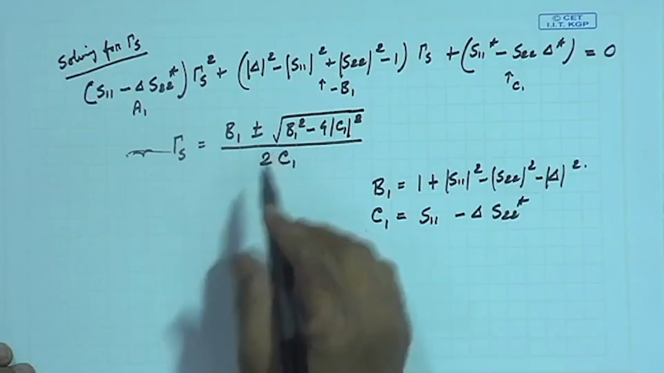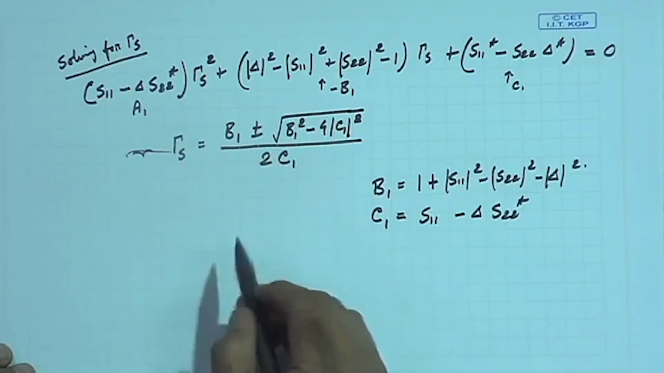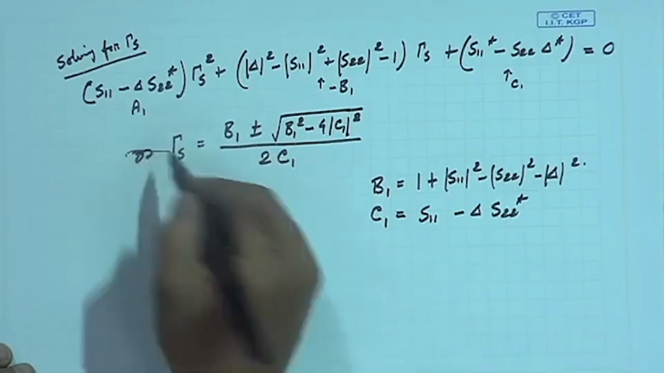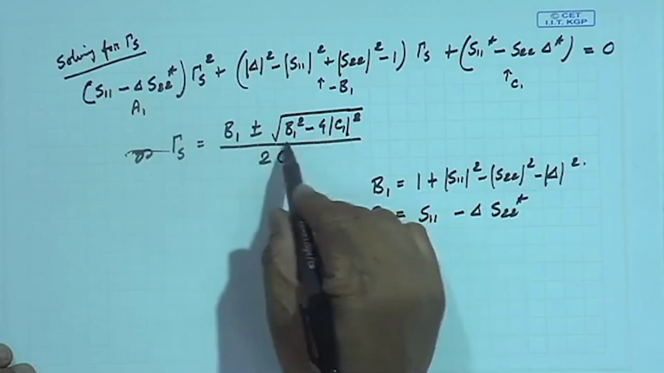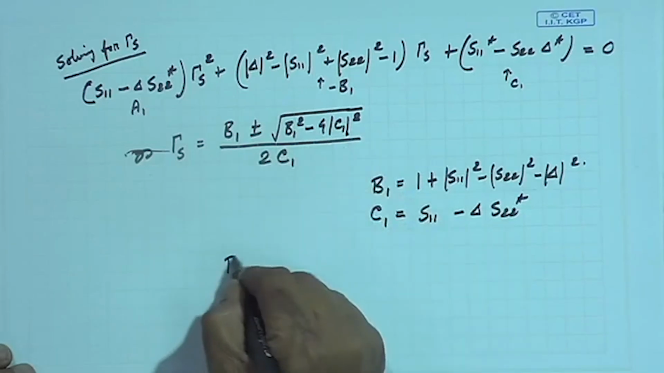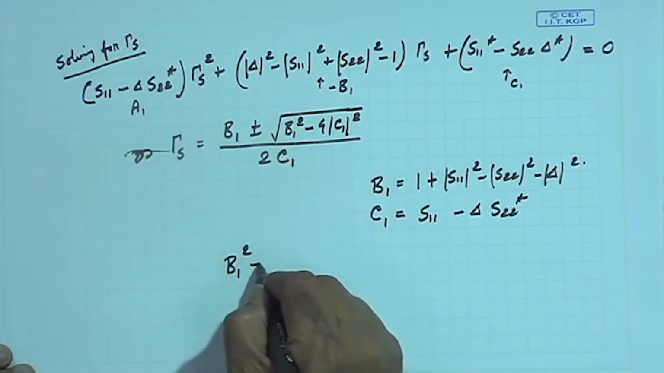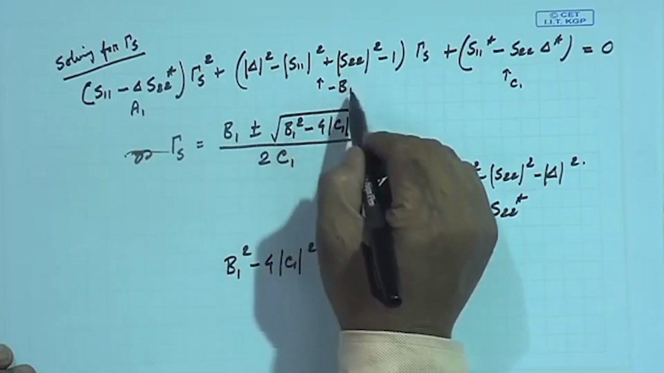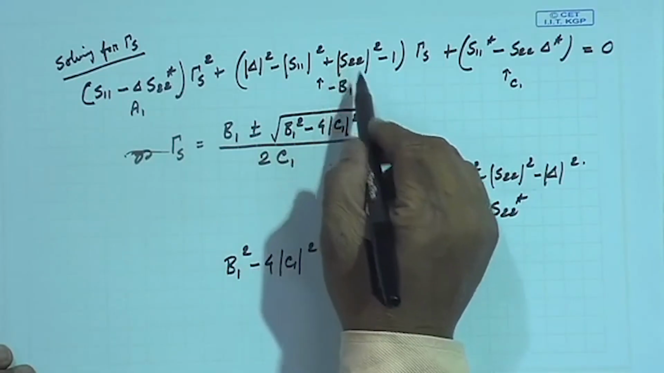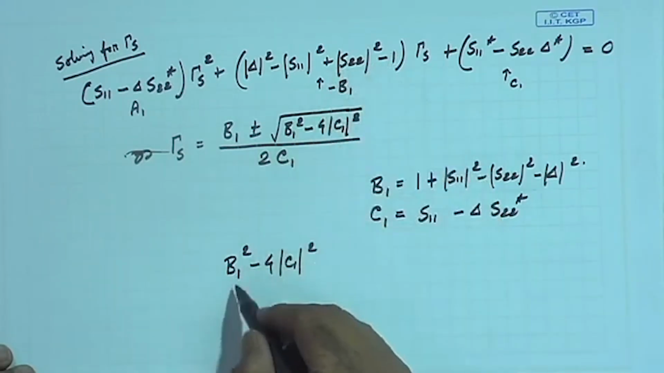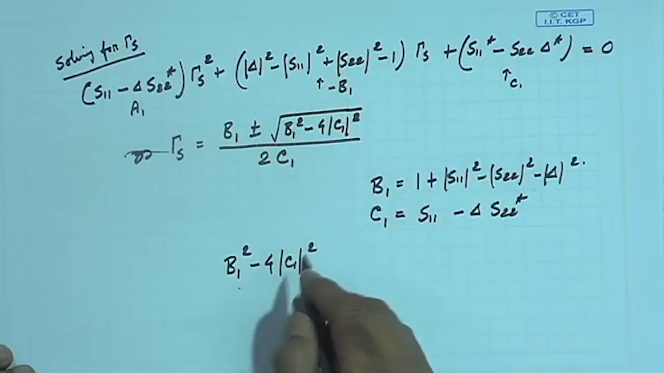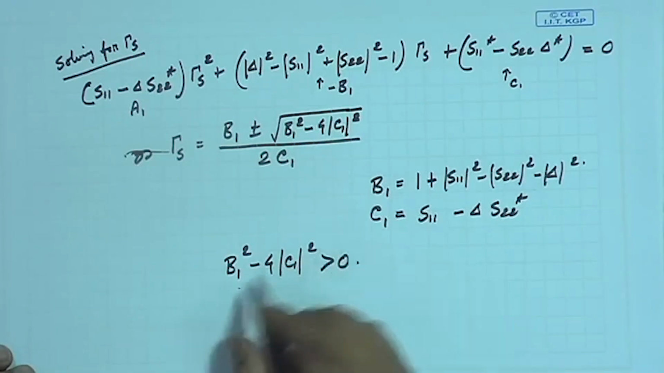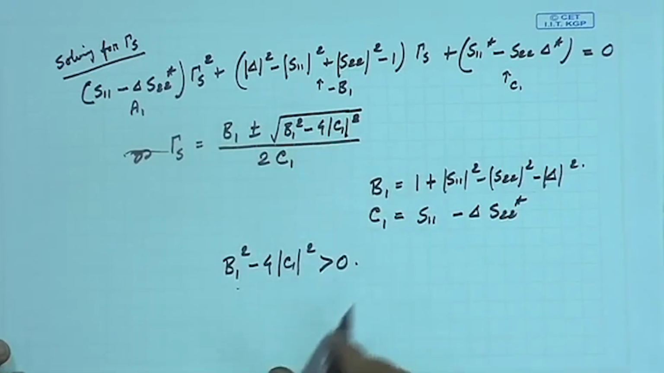Okay. So, this will have solutions provided this part, B1 square minus 4 C1 square, is greater than 0. You see, B1 is a real number, so B1 is also a real number, and this and this is also a real number. If this is greater than 0, then only this will have a solution.